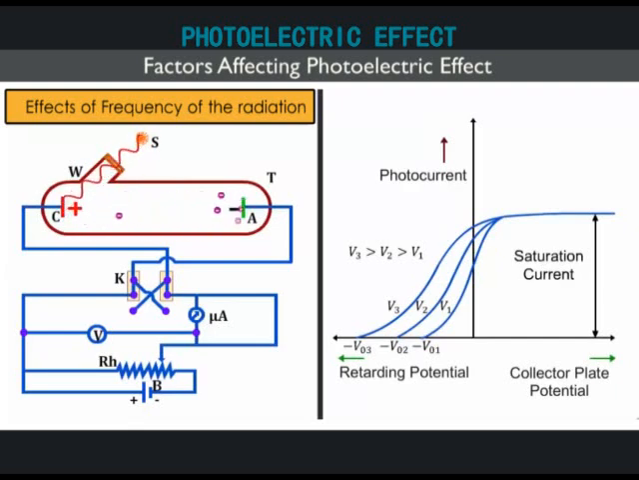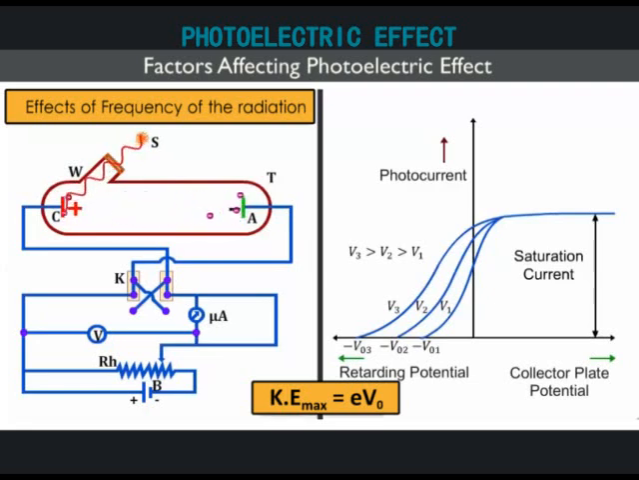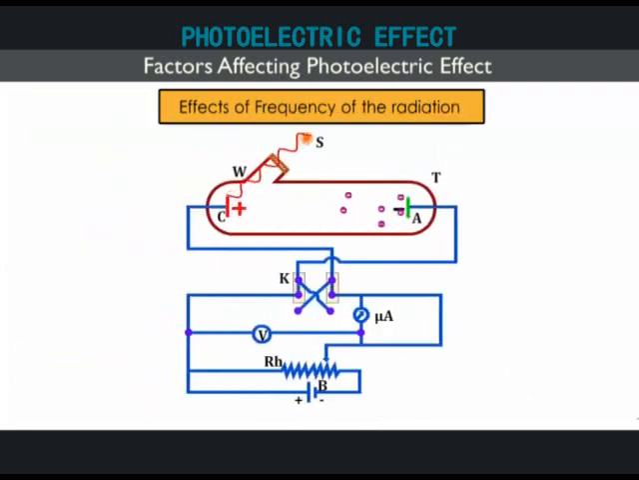This implies that the maximum kinetic energy of the ejected electrons also increases according to the relation KE max is equal to eV0. But the maximum kinetic energy is independent of the intensity of radiation. It is observed that for copper, UV radiation can produce the photoelectric effect, but radiation of lower frequencies like green or red does not cause photoelectric emission.